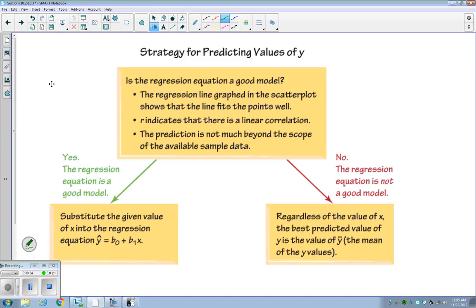Is the regression equation a good model? In our case, it was, yes. So because of that, I am going to use my regression equation to make a prediction. If it had not been, I'm just going to use the mean. That's all I'm going to use. Okay?